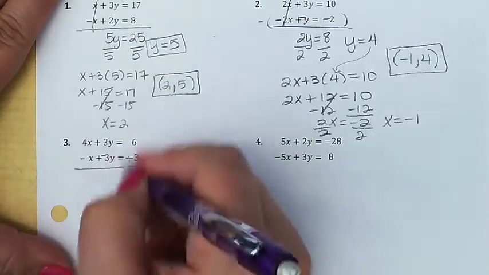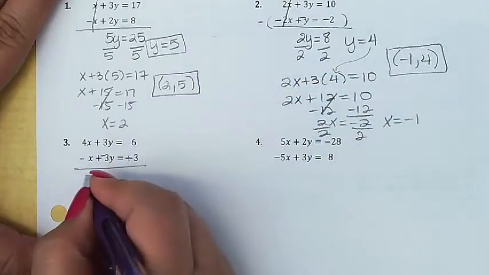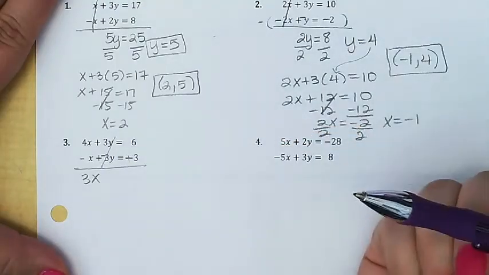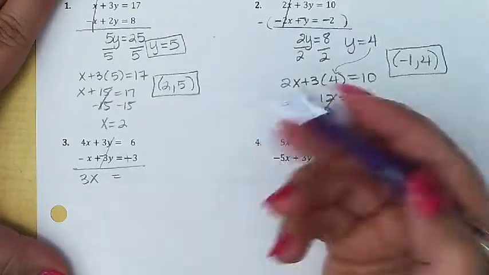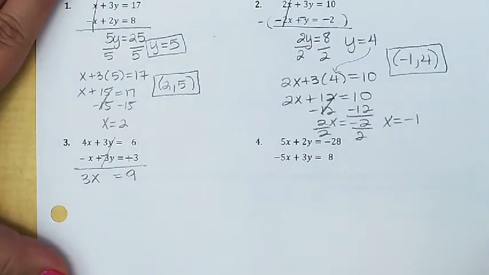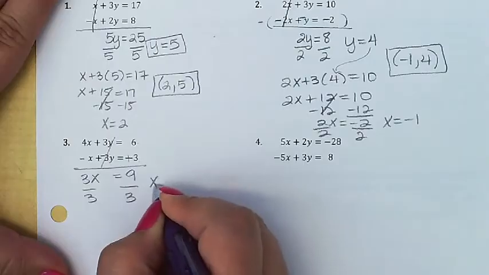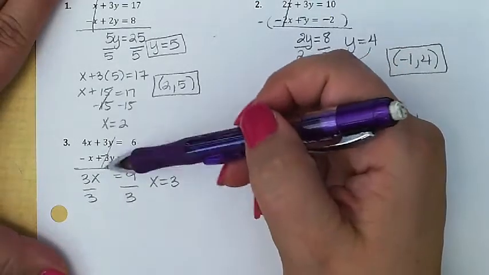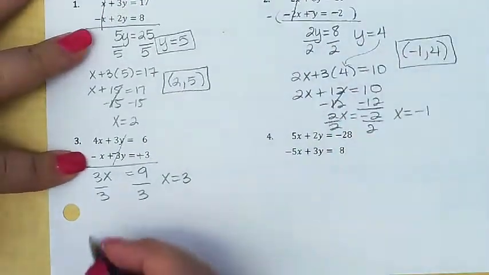And now I can drop my line and combine straight down. 4 and a -1 is 3x. +3 and -3 cancel. And 6 and a +3 is 9. And there's my one-step equation. 3x is equal to 9. Divide both sides by 3, and we have our first solution. X must be 3. And now we can take that, plug it into either one of the originals, either one of these here. So let's say we go with the bottom one here.